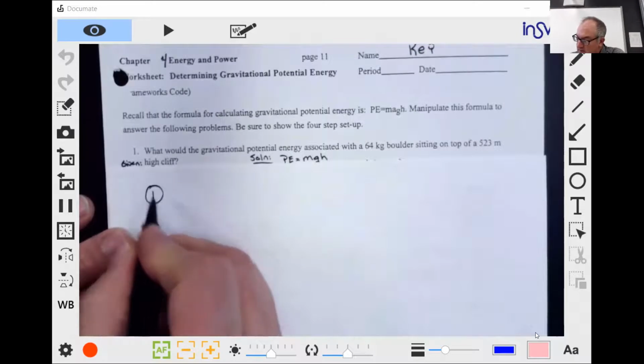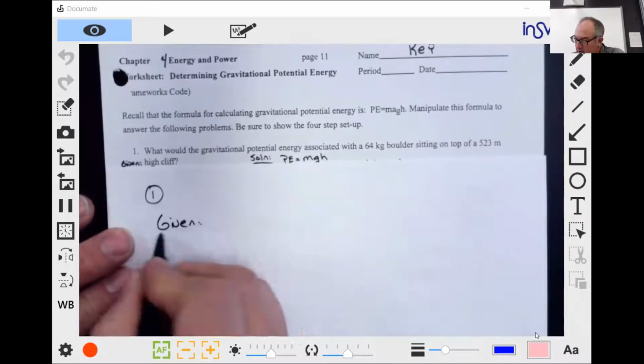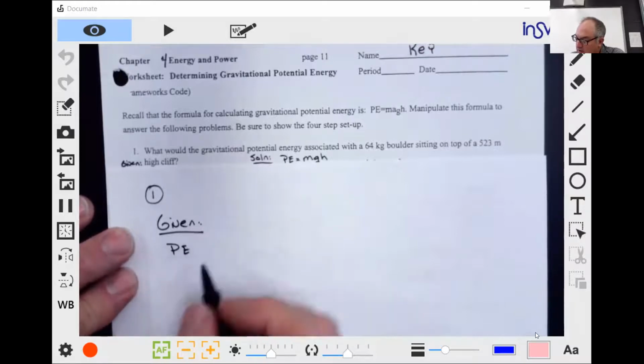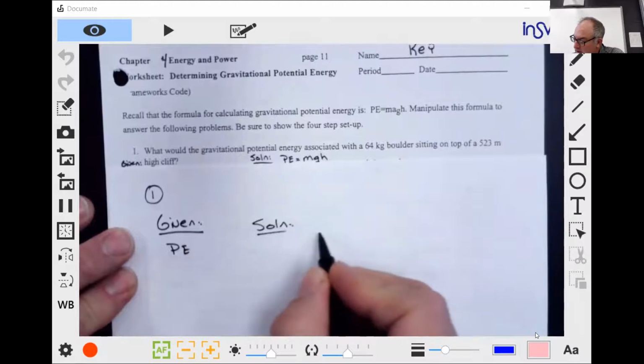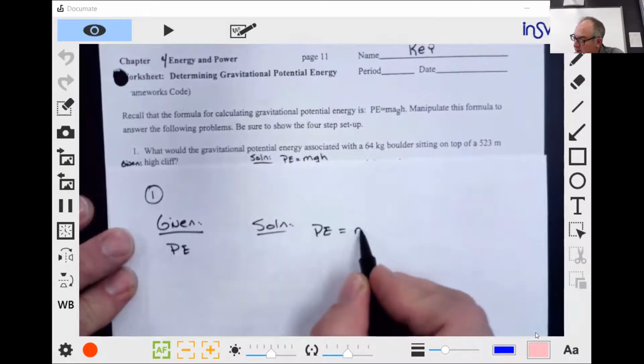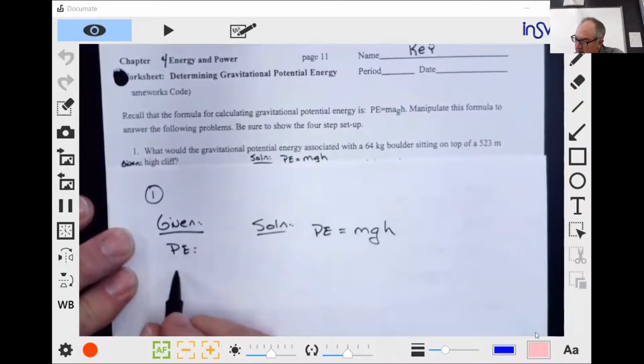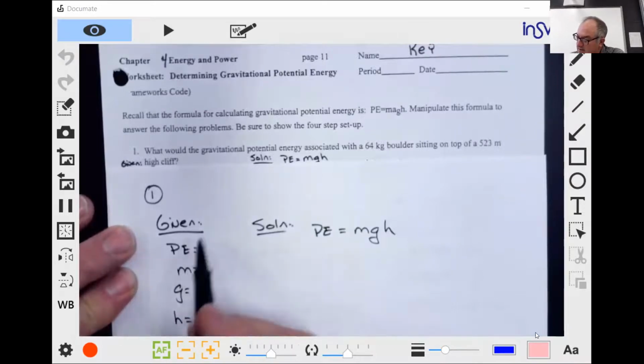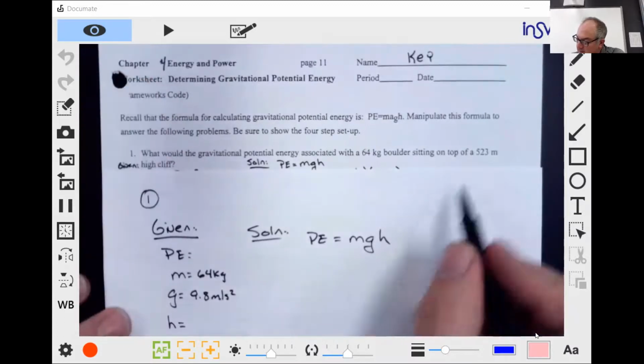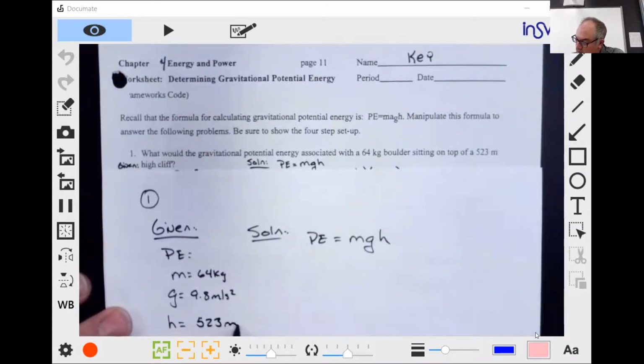So in these problems, if we do our given first, we know our formula is always going to be potential energy is mass times gravity times height. So in my given, I have potential energy, mass, gravity, and height. I look to see what they gave me. I have a boulder, and the 64 kilograms tells me that it's mass. I know gravity is just 9.8 meters per second squared. And they gave me the height is 523 meters, and they want me to find the potential energy.